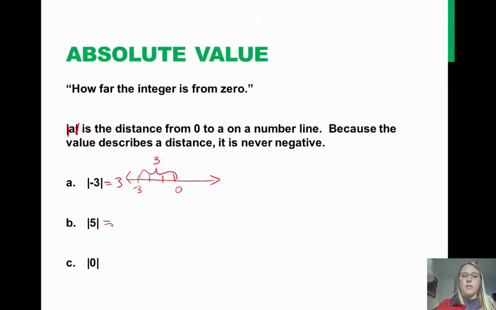Same with 5. 5 happens to be on the right side of 0. I draw a line of that. Here's 0, 1, 2, 3, 4, 5. Here's 5. We know that 5 is actually 5 from 0, so that's also 5. And how far is 0 from 0? Well, 0.